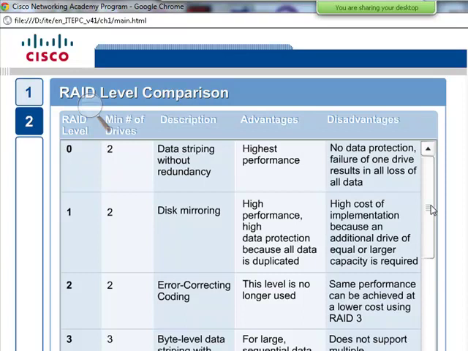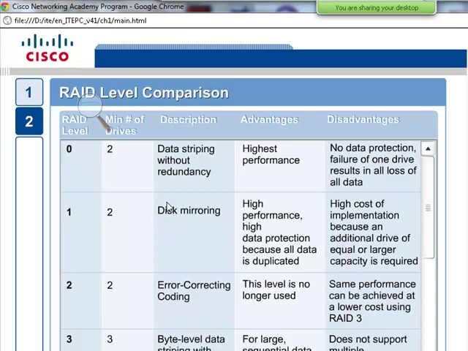There are different levels of RAID that you purchase based on your requirements and your company's activities. For example, we have RAID level 0. It requires a minimum of two drives, one where your information is written to, and one where it is written from. This one does data striping without any redundancy. It has high performance because it does this in a short time, but it has no guarantee of data protection.